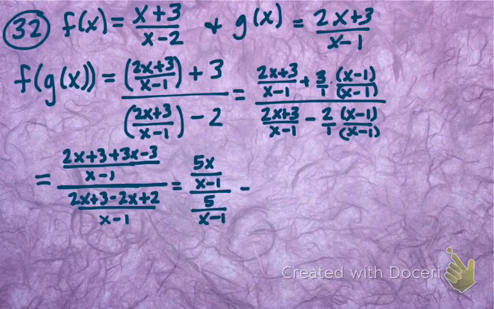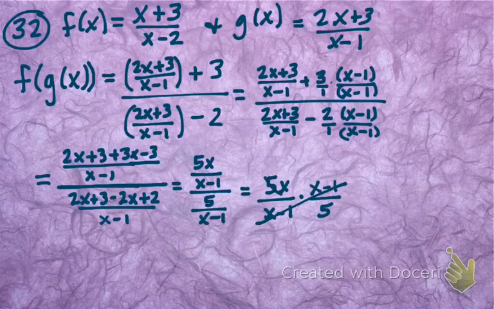And then if I keep the top and change from division to multiplication, I reciprocate the bottom. The x minus 1's cancel, the 5's cancel, and I get x.